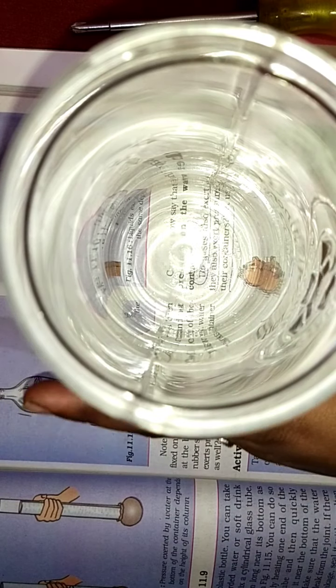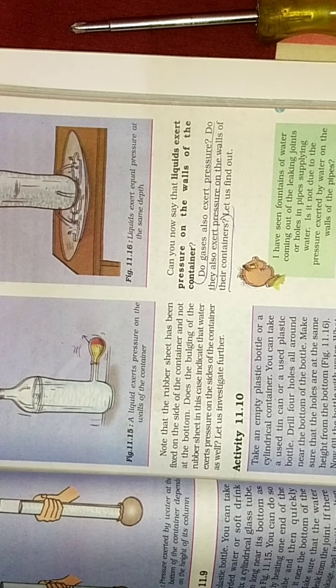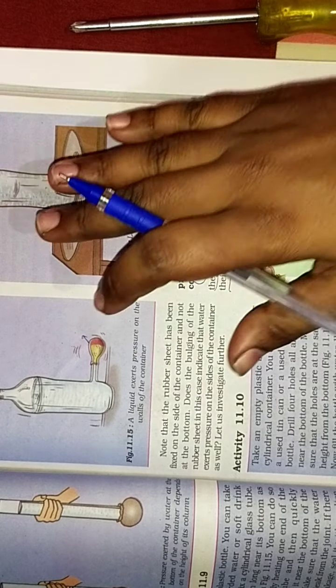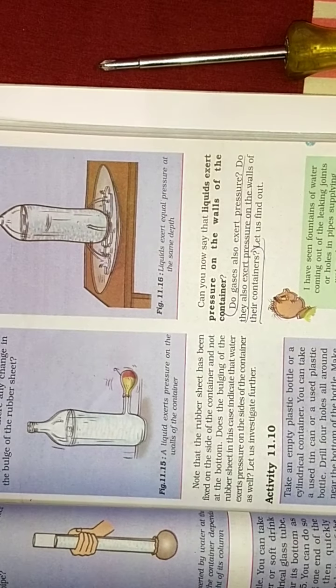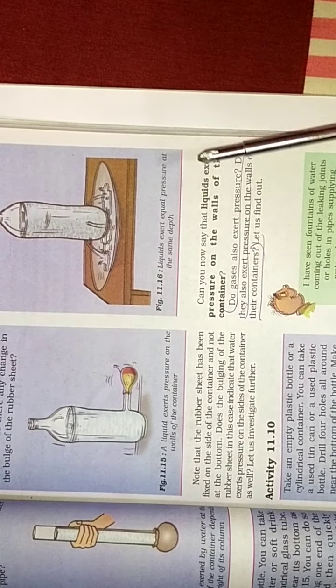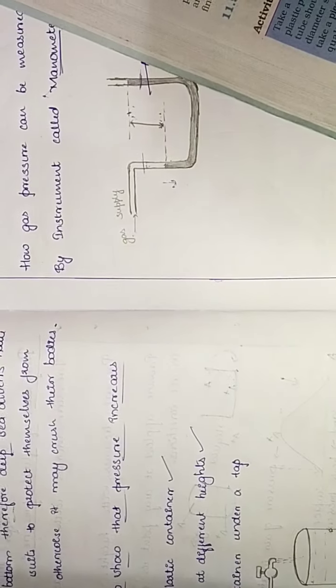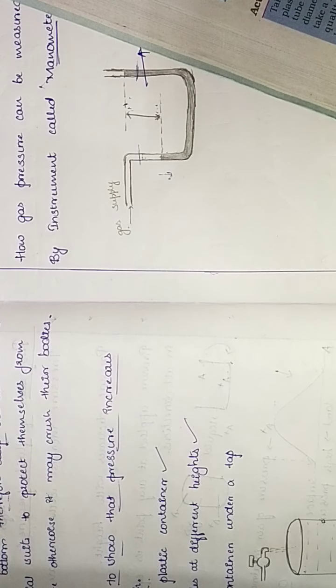Then you release with your hand. You need to see that in all directions the same pressure is exerted. Obviously it exerts the same pressure. At equal distances, equal pressure will be exerted. This is the experiment to show that liquids exert equal pressure at the same depth. This is the activity I told you, children, to see that pressure increases with depth.